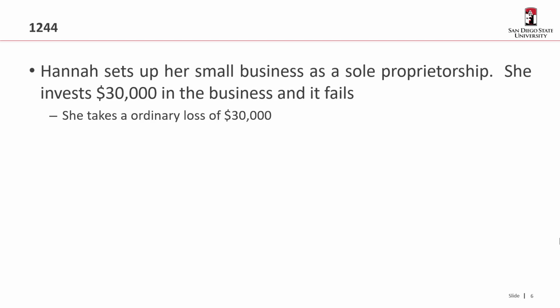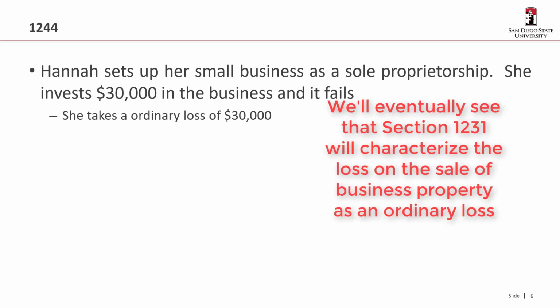Okay. So now I want to talk about this special form of stock called Section 1244. And recall that we dealt with another type of special stock called 1202. And 1202 had to do with gains. 1244 has to do with losses. So Hannah sets up her business as a sole proprietorship. And she invests $30,000, but in spite of Hannah's best efforts, the business fails. And as a result, she takes an ordinary loss of $30,000.